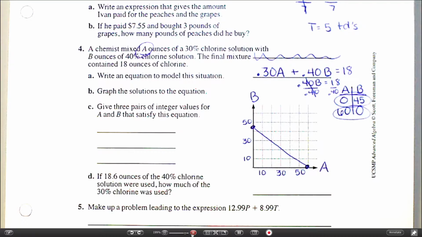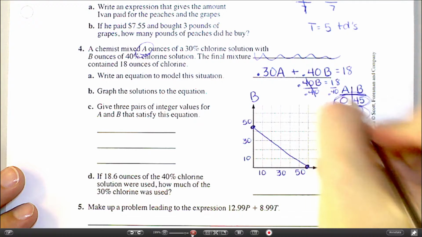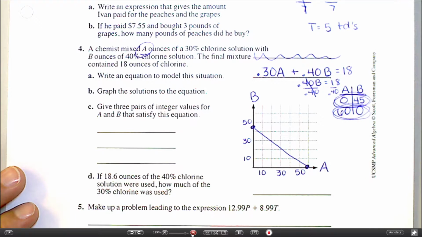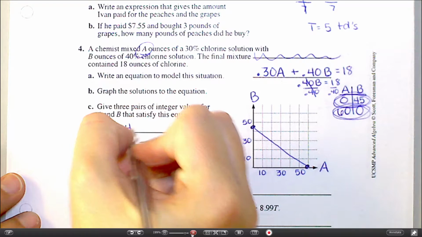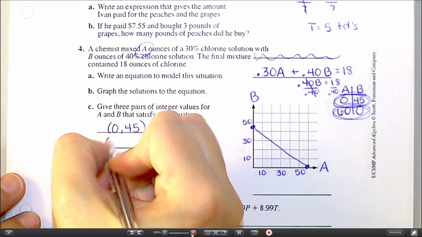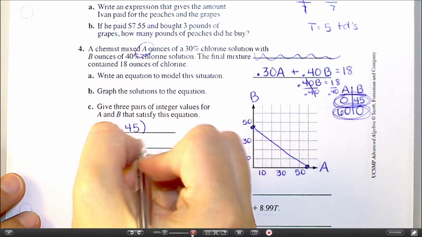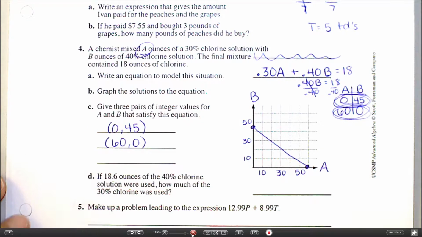Okay, now letter C says give 3 pairs of integer values for A and B that satisfy the equation. Well, integers, that's just a fancy way of saying nice, happy whole numbers. Okay. Well, didn't I already find 2? Here's a pair, here's a pair. Those are both integer pairs. So it could be 0, 45. Could be 60, 0. And then I need one more pair.